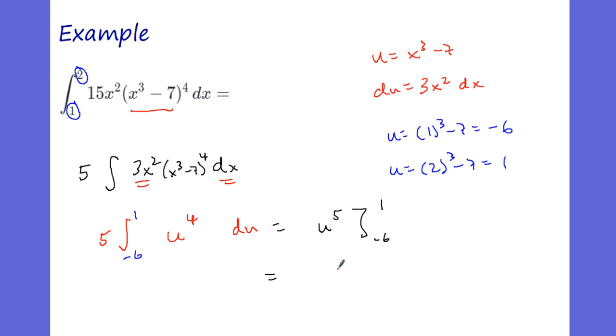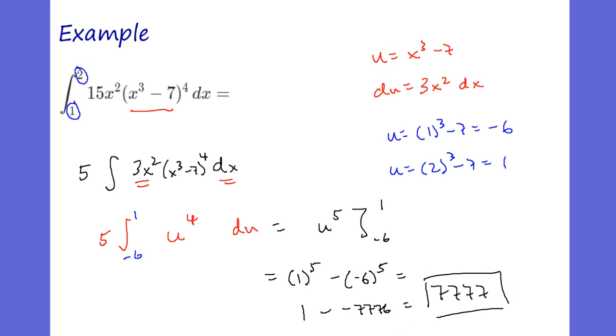So let's put in our 1 first. 1 to the 5th power minus negative 6 to the 5th power. So we have 1 to the 5th, which is 1. We have negative 6 to the 5th power, which is negative 7776. So we have 1 minus negative 7776. So we end up getting 7777 for our area of this curve using u-substitution.